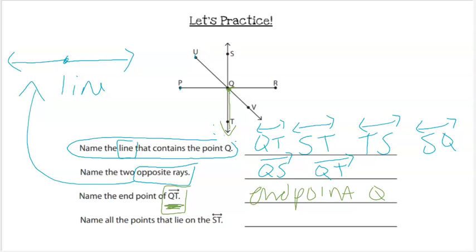Name all the points that lie on line ST. So line ST right here. All the points that lie on it are S, Q, and T.